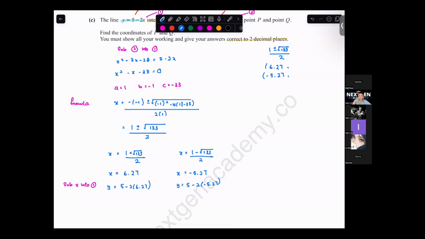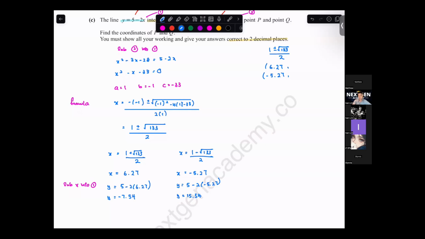Sorry. Get the value in. So you type in here 5 minus 2 times 6.27, you get negative 7.54. Then here, 5 minus 2 times negative 5.27, you get 15.54. If you get 15.53, also can, depending on which x value you used previously.